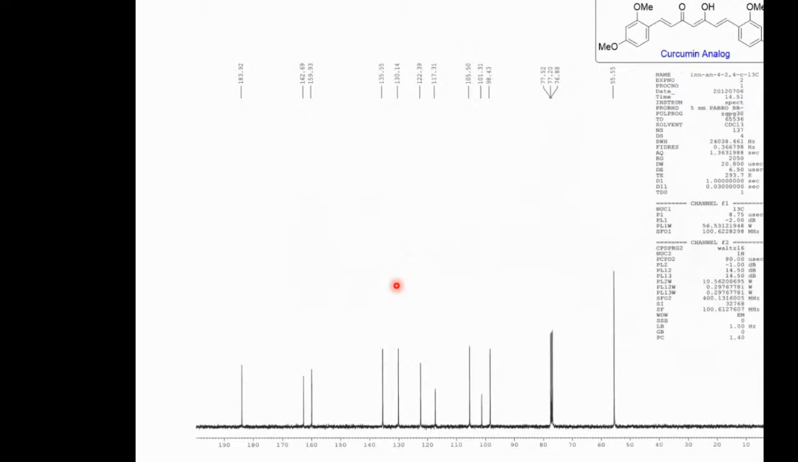Any other questions? There is one question from Angeline Joy. In what all ways can a proton get shielded or deshielded? What are the ways by which a proton gets shielded or deshielded?